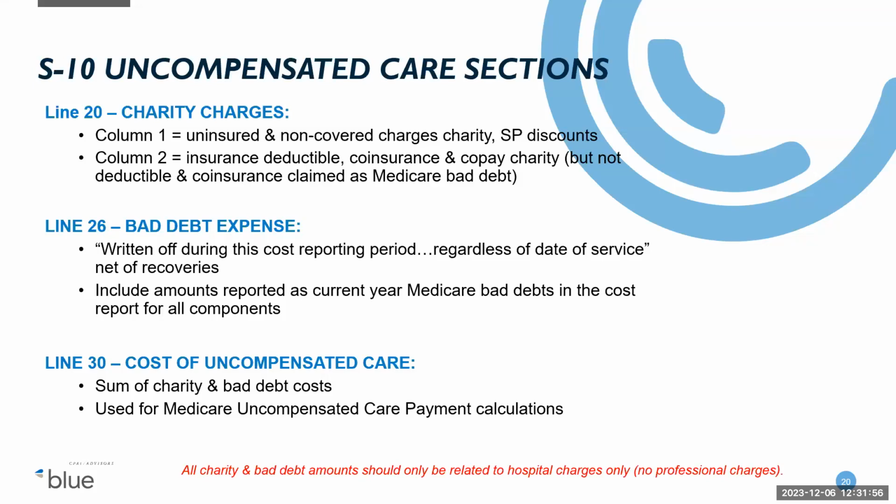And the big thing is that both of those lines go through a calculation. It comes up with your uncompensated care. It's really the cost of both the charity and the bad debt for that year. And that's the amount that's being used by CMS for your future Medicare uncompensated care payments.